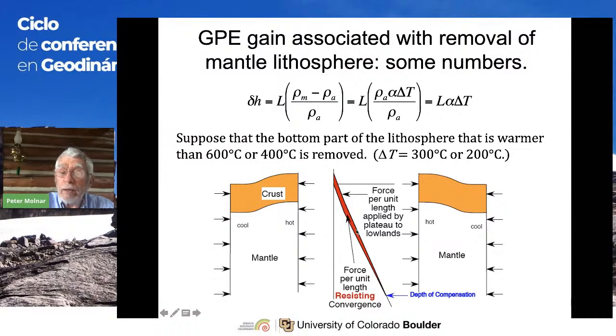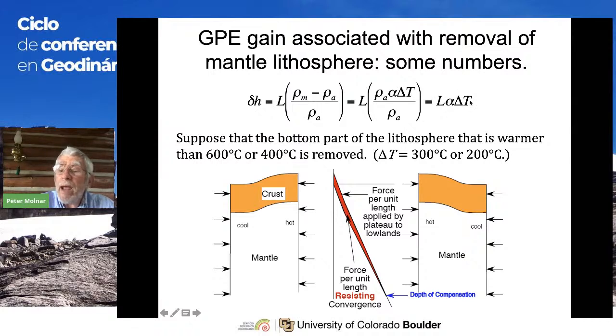Again, it's the area of a triangle. And the height change is proportional to the thickness of the layer. And again, I've changed symbols in here. This is now the thickness of the mantle lithosphere. And so the height is simply the difference in densities divided by the background density times that thickness. And that difference in densities is simply the density of the material times alpha, the coefficient of thermal expansion, times the temperature difference. So it's just this simple number.